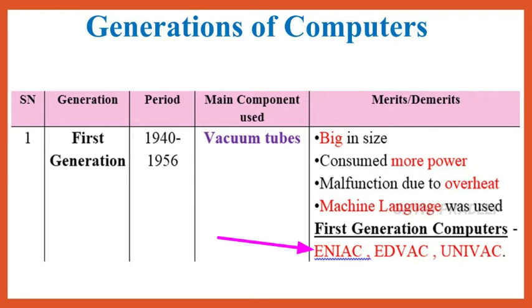Okay. Here ENIAC means electronic numerical integrator and calculator. It was invented by J. Presper Eckert and John Mauchly. This computer was called the first digital computer because it was fully functional.